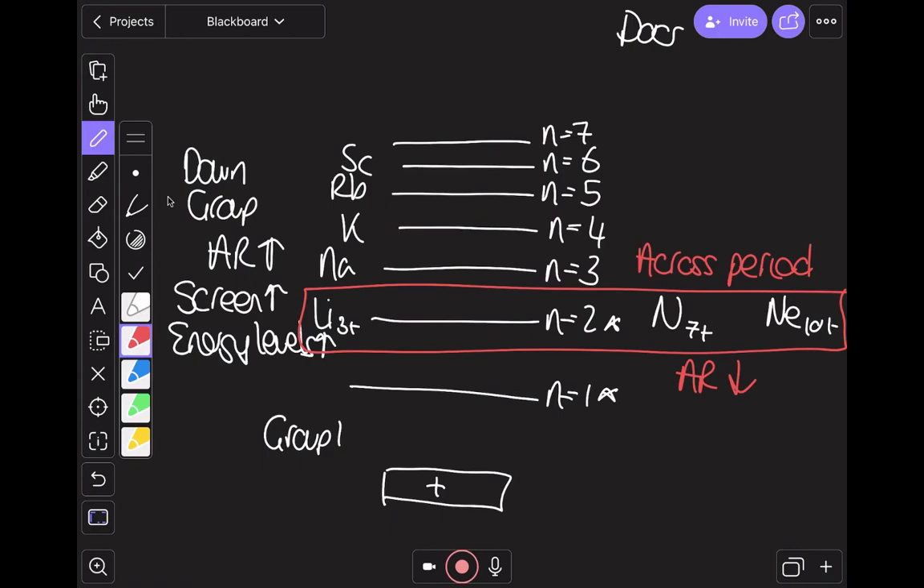The reason for that is because you get an increase in nuclear charge. So you're adding a proton as you move across. But the screening effect is the same because there's only this N is equal to 1 between everything, every element from lithium to neon. So that's why we say the screening is constant.